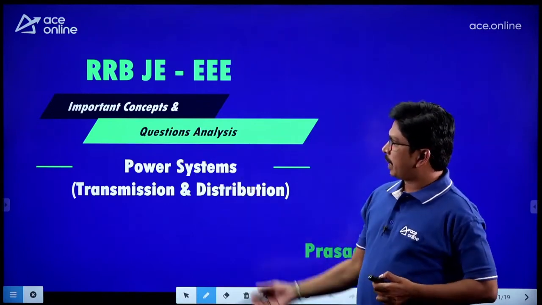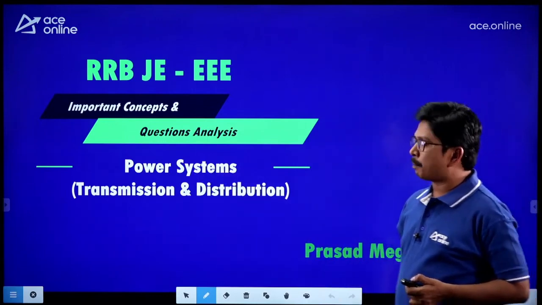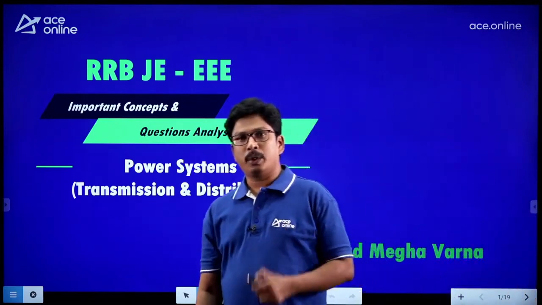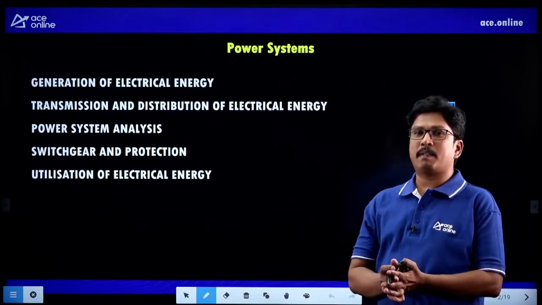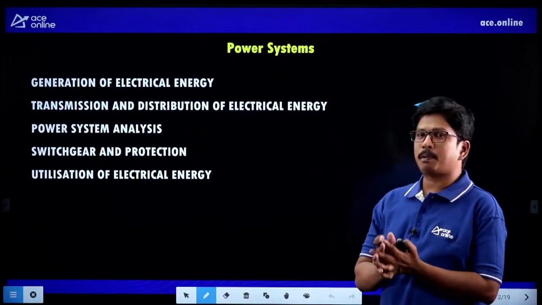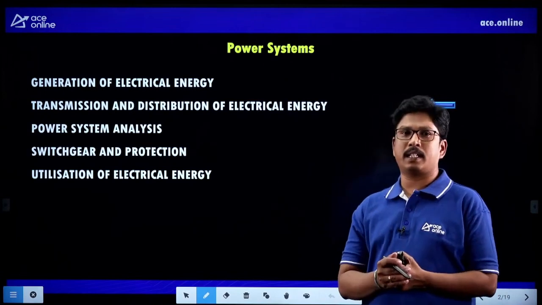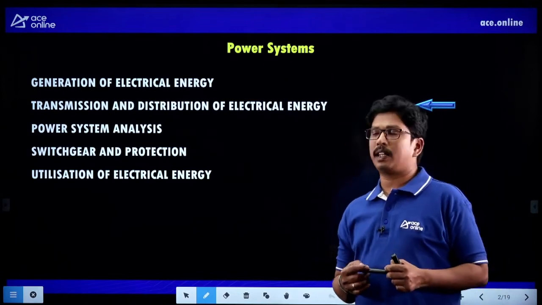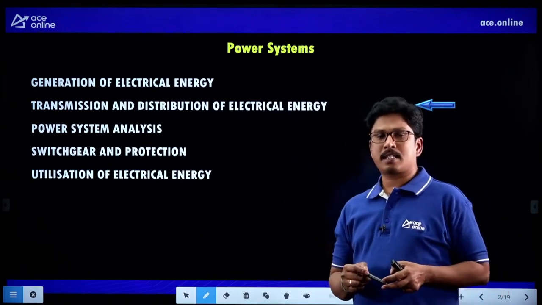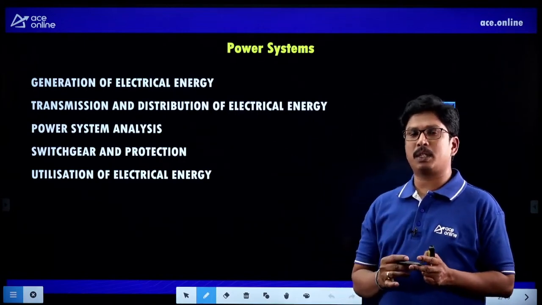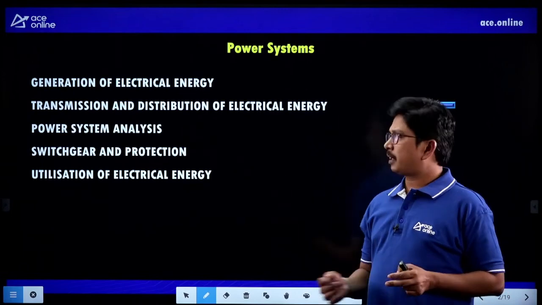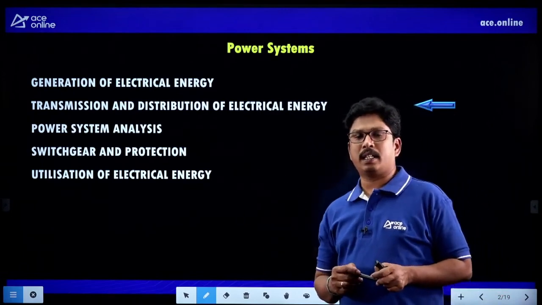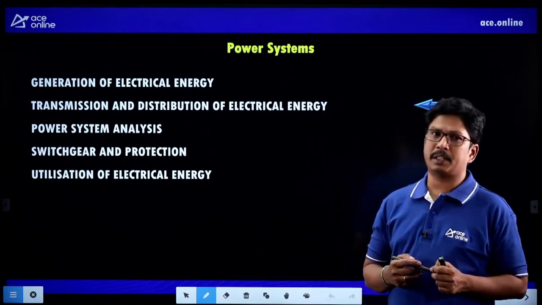Right students? So today we are discussing transmission and distribution and myself Prasad Meghavarna. So now we are going to discuss this one. See here, this is the syllabus of entire power system. The entire syllabus of power system consisting of generation of electrical energy, transmission and distribution of electrical energy, and power system analysis. Particularly RRB JE students, you are having the fault analysis. And switchgear and protection and utilization of electrical energy is the syllabus we are having RRB JE students.